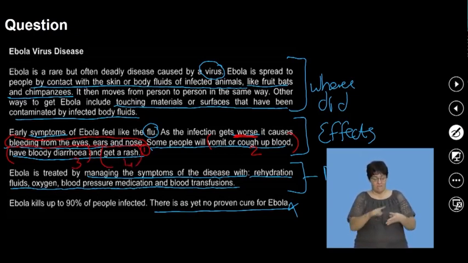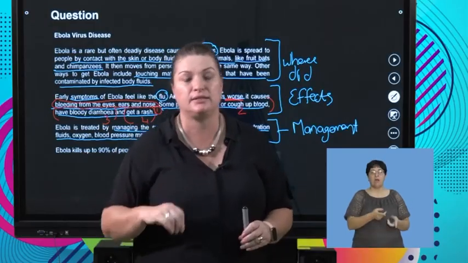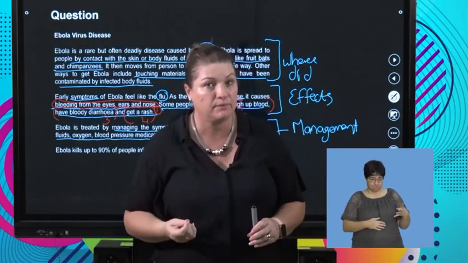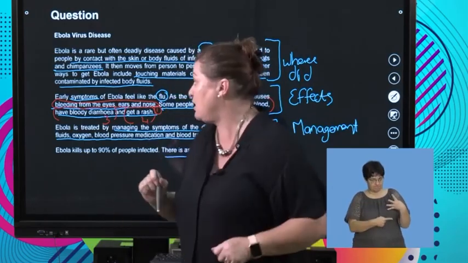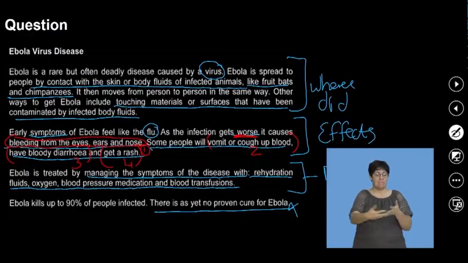So there are 4 answers to that question in the text. It asked you for 3. So you take those 3, there they are, I've put them in red. Bleeding from the eyes, ears, and nose is 1. Vomiting or coughing up blood is 1. So that's your second point. Bloody diarrhea is 3, and a rash is 4. The question said worse. So there you've got your 3 marks, all of it from the text.